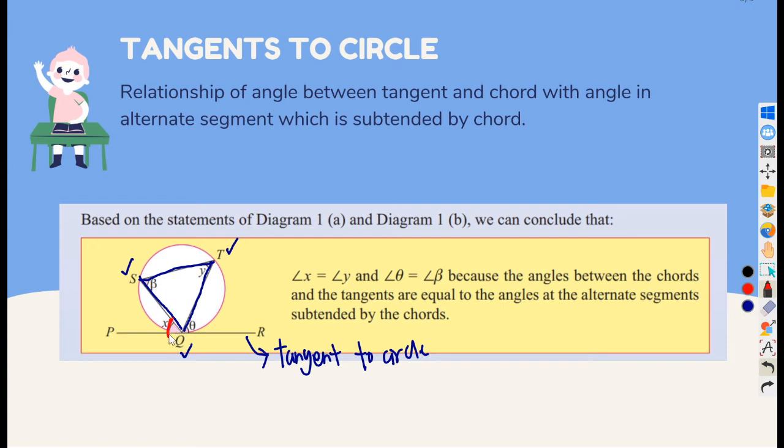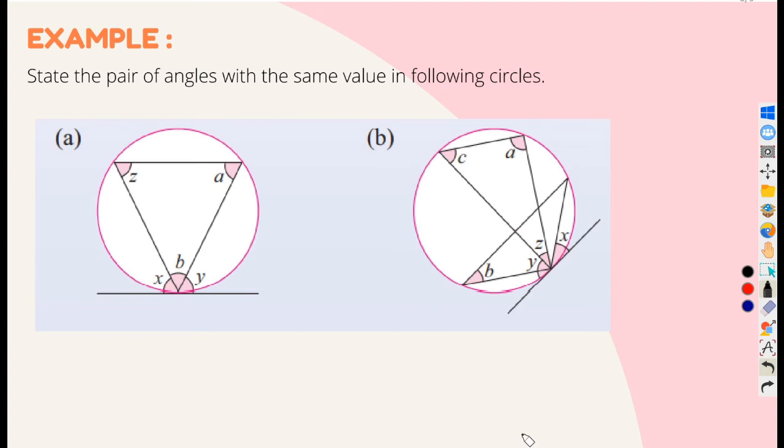So we just want to learn this property. X is equal to Y here, which must be opposite, and another one here is theta equals beta. Now we move on to the questions.